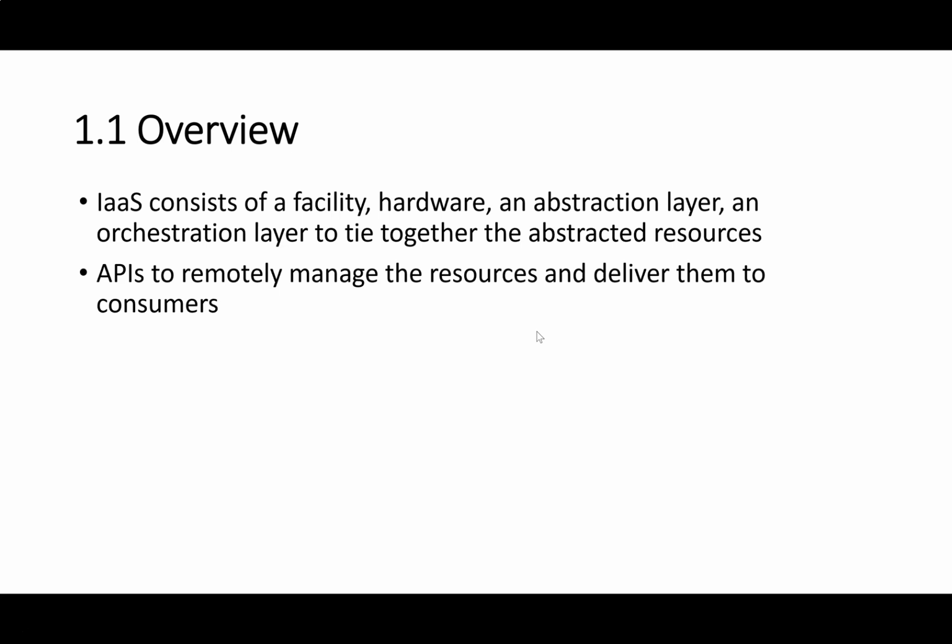So, infrastructure as a service, the facilities, the hardware, the abstraction layer is simply all the things that are hidden but are needed, for example, for an operating system to run and function, or the cables and wires that are needed in the case of infrastructure. Now, the orchestration, which ties these resources together, and then there may be some application programming interfaces, also known as middleware, which remotely allows you to manage the resources and deliver those resources to consumers. Infrastructure as a service is hardware, facilities, things of that nature.